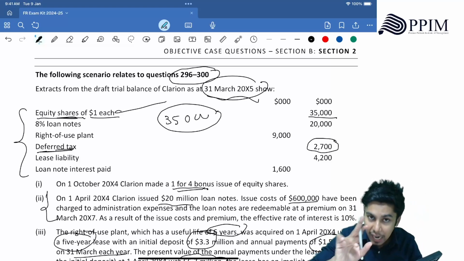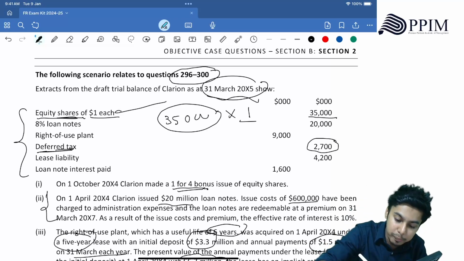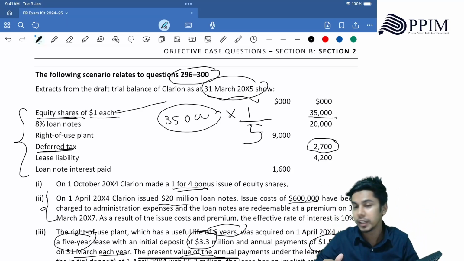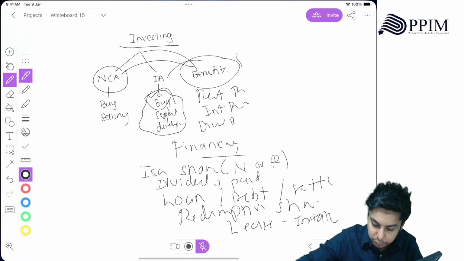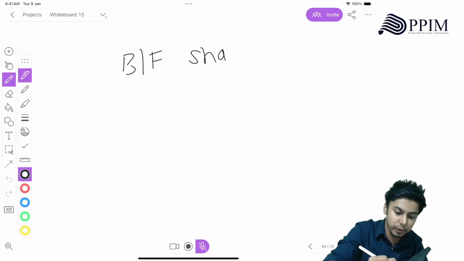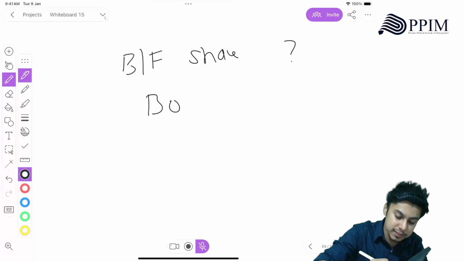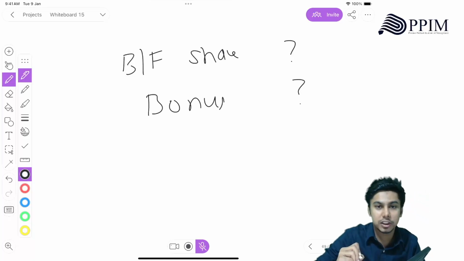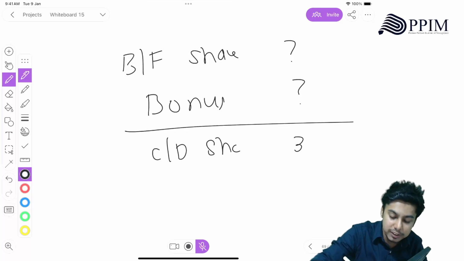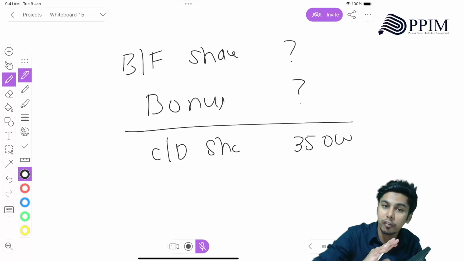Guys, understand, if it's after the bonus issue, to find before the bonus issue, you should multiply by not 1 over 4. You should multiply by 1 over 5. 1 extra. You know, guys, why we are going 1 extra? Look at this carefully. Brought forward of shares, I don't know because they haven't given me. Then there is a bonus, that also I don't know how much. But what I know is carried down of shares are 35,000. The organization went for 1 for 4.